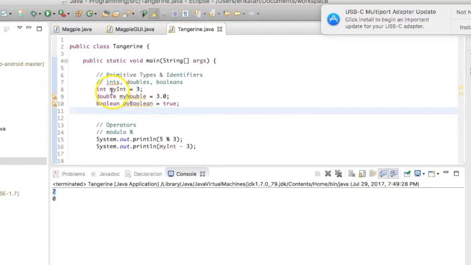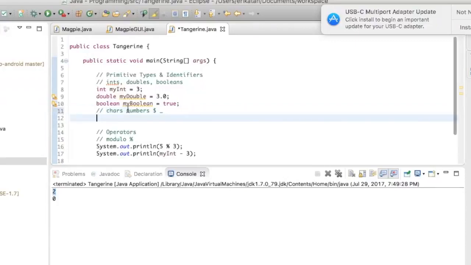I also forgot to go over something about identifiers. The legal identifiers are composed of characters, so that's basically just the alphabet, and numbers. And you can also include the dollar sign and the underscore. So you could have an identifier like this. So that would be totally legal. But the only thing you can't do is start with a number.